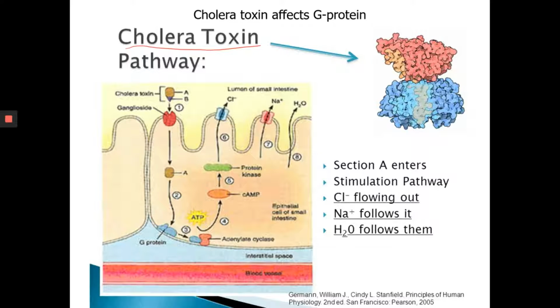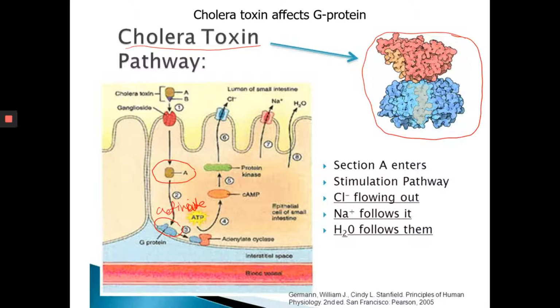The toxin has two parts. Here is shown the structure of the toxin. The toxin is a protein. One of the sections of the protein, section A, can go through these receptors and then enter the cell. So that's the A. Then it's going to activate the G protein right here. So it activates the G protein.